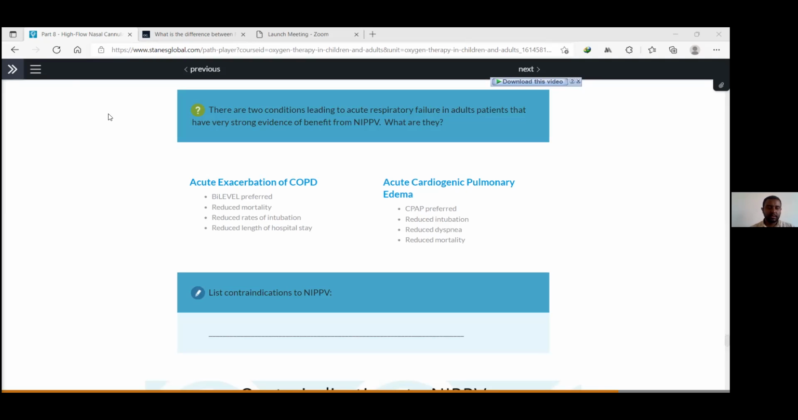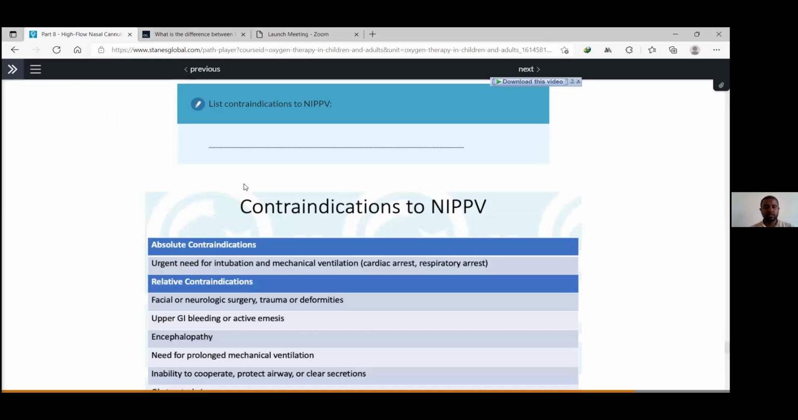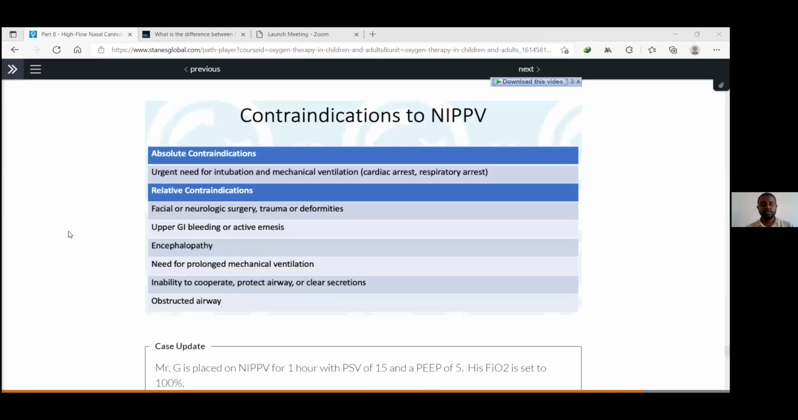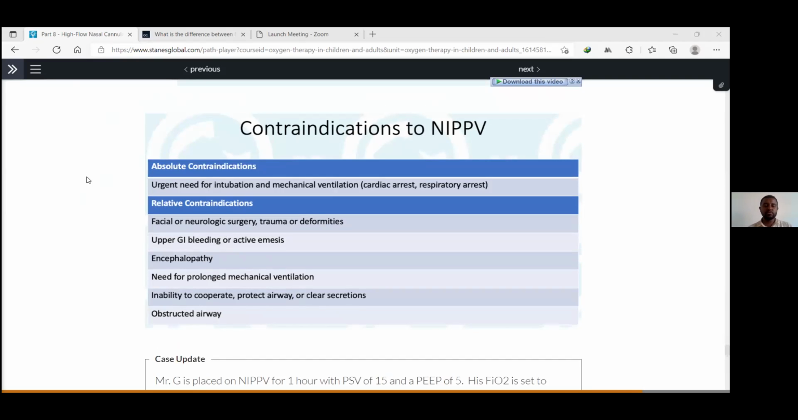I think these are very excellent answers. Thank you all again. So I will reveal the answer now. These are the contraindications to non-invasive positive pressure ventilation. Absolute contraindication includes an urgent need for intubation and mechanical ventilation, like in cardiac arrest or respiratory arrest, which you have mentioned very rightly. Thank you again.